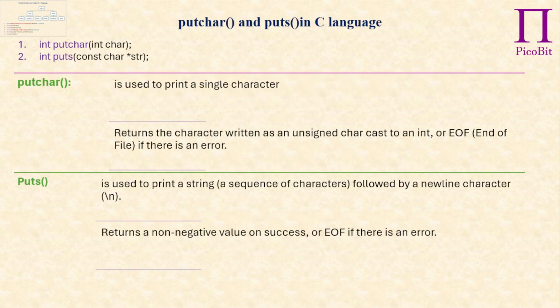Putchar is used to print a single character to the standard output, usually the screen. The character written is an unsigned char cast to an int, or EOF, end of file, if there is an error. Puts is used to print a string, a sequence of characters followed by a newline character. It returns a non-negative value on success or EOF if there is an error.